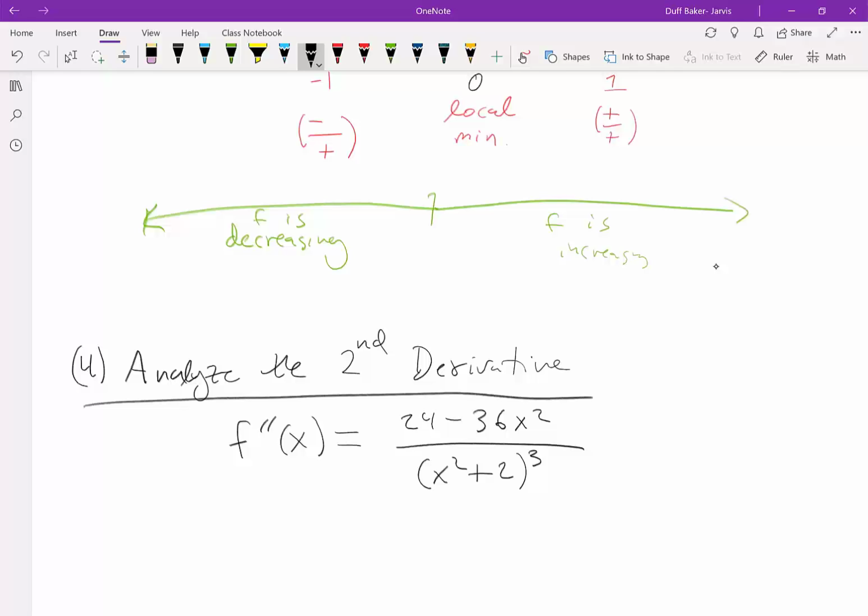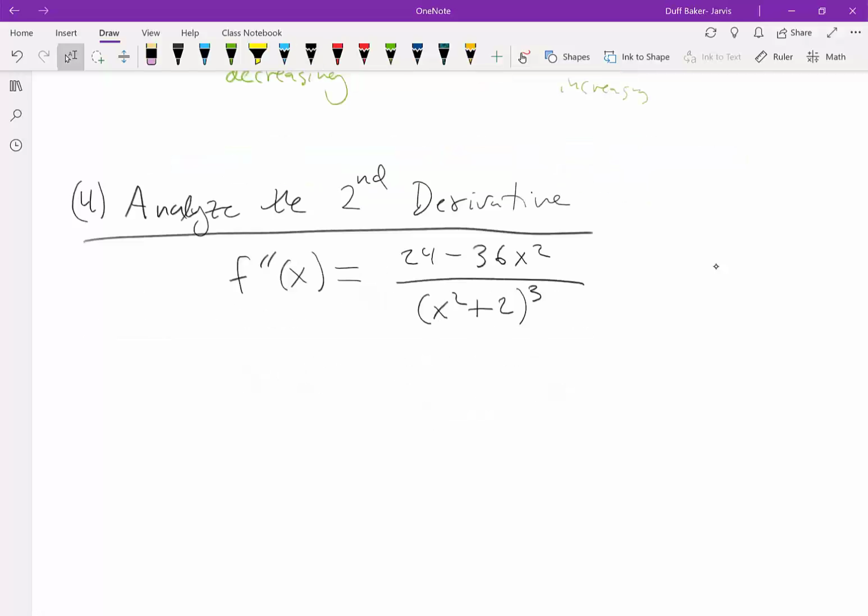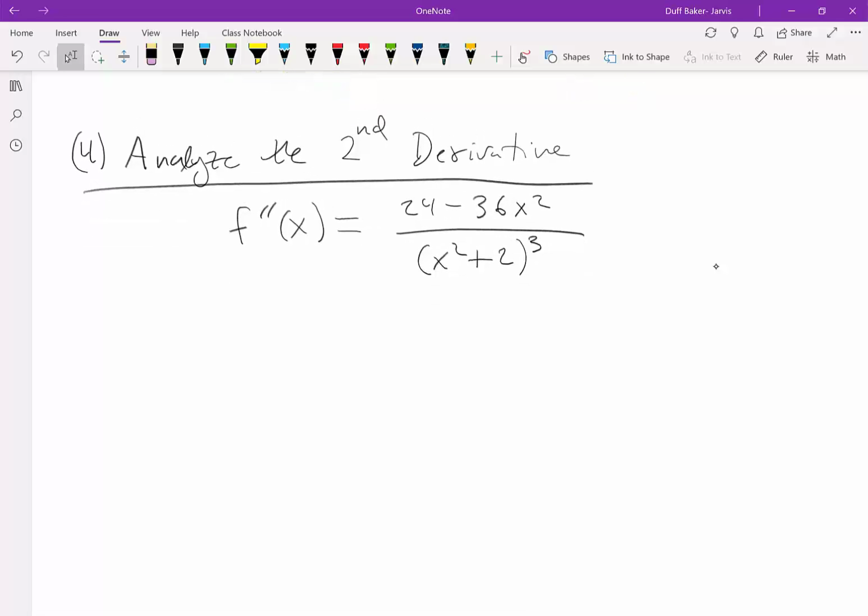Okay. And basically what we do is we do exactly what we did for the first derivative, but now all the names for things change, right? So we don't have any critical points. We're just going to figure out where the second derivative is positive and where it is negative. And so the easiest way to do that is to find the points where it's 0, or the second derivative just doesn't exist, isn't defined.